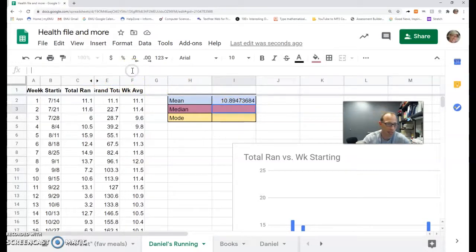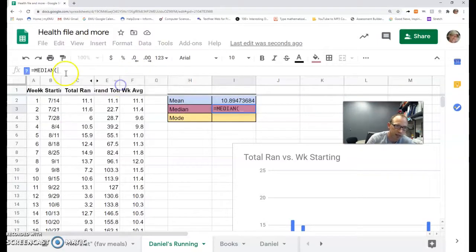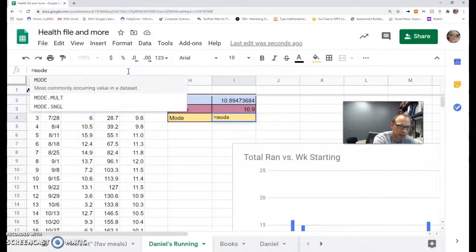If I want my median, I do an equal sign again. Say I'm going to do a formula. Median. If you click on that, it automatically gives you the left parenthesis, a little bit of a time saver. Click on the C again, right parenthesis, and that gives us 10.9. And then the mode, we type in mode.